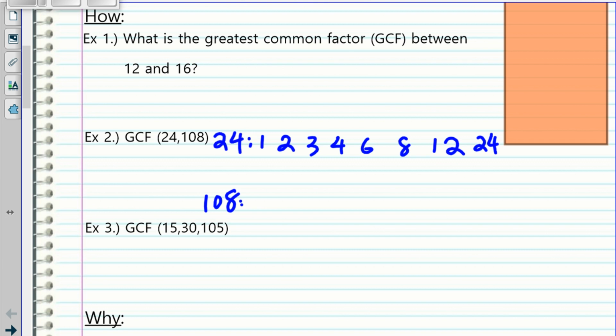And then we do the same thing for 108, so 1. Now you see how far I'm putting 108, right? Just in case there are a lot of factors in between. So 2, right? Because 2 can go into an even number like 108. So 2 times 54. Now what about 3? Yeah, I know 3 can, right?